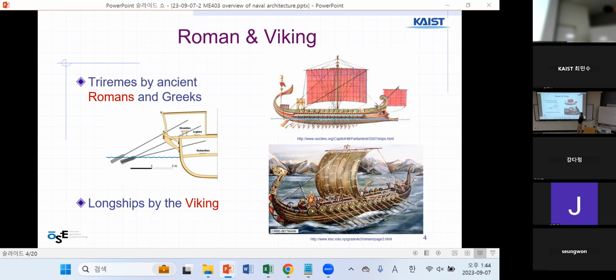But the Viking had a longship. The others are similar, wind power and oar, but the Viking ship is longer. I will show you another story about the turtle ships in Korea. That was a war between Korea and Japan in the 16th century, not far away in time from the Vikings. The Vikings are from the northern part of Europe: Sweden, Norway, Denmark, right? And that part of the ocean is very rough.